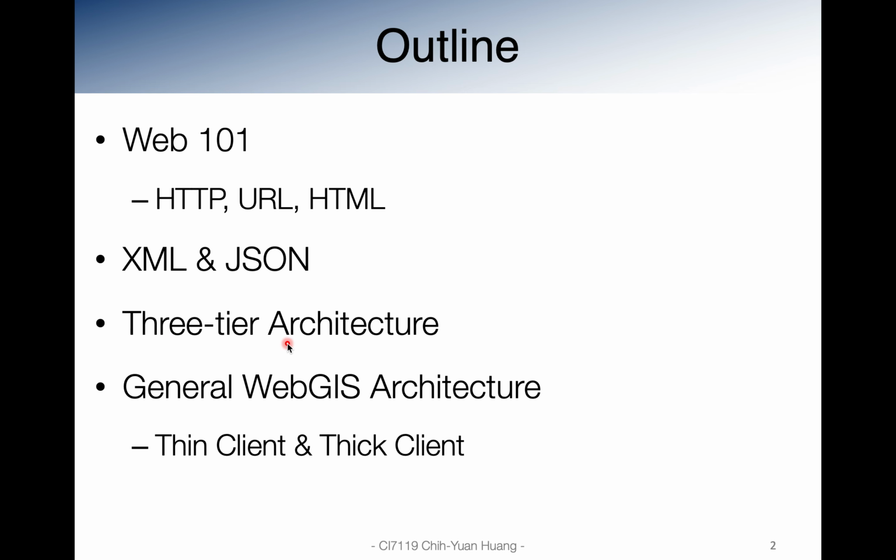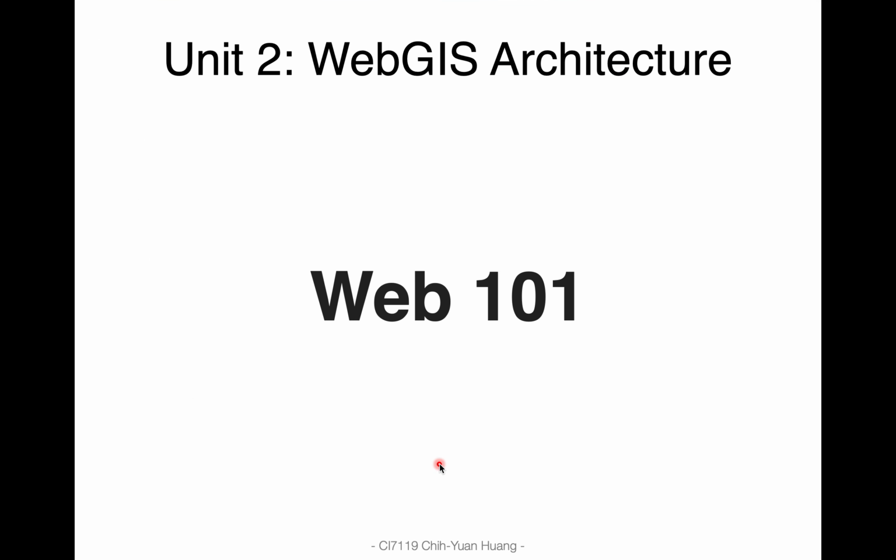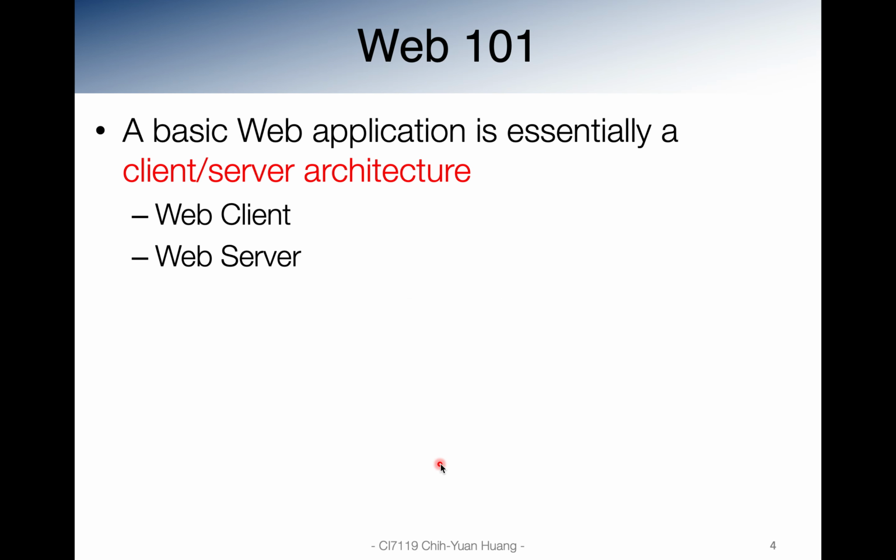After that, finally, we are going to talk about the general WebGIS architecture, including the introduction to the thin client and thick client, which will lead to our discussion in the class. So first of all, in terms of the web basics, the Web 101. A basic web application is essentially a client and server architecture.